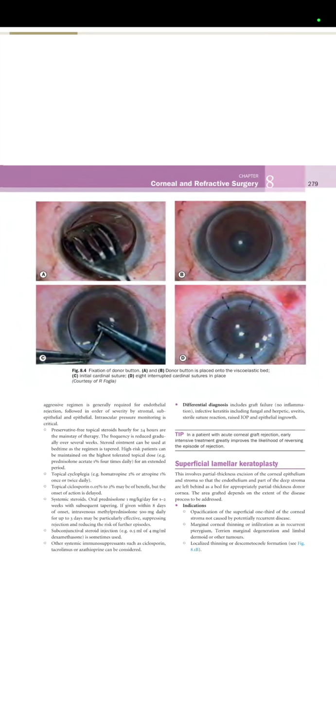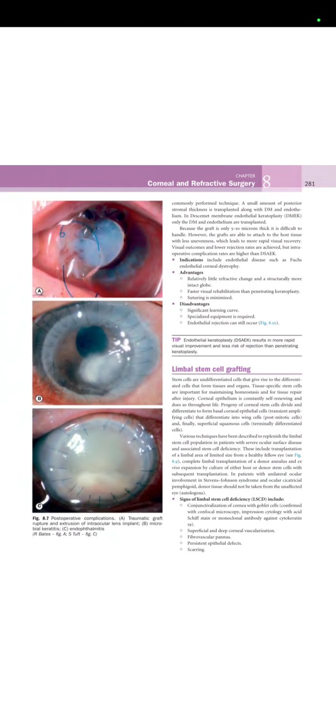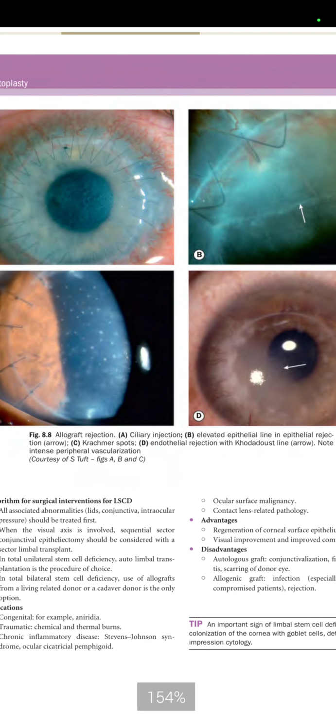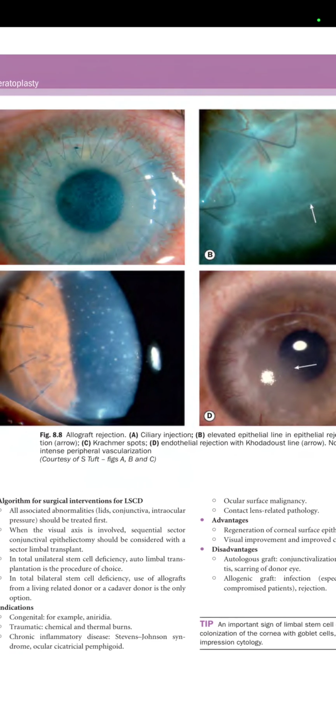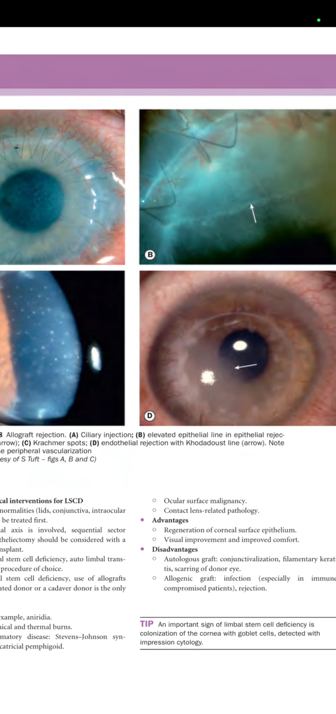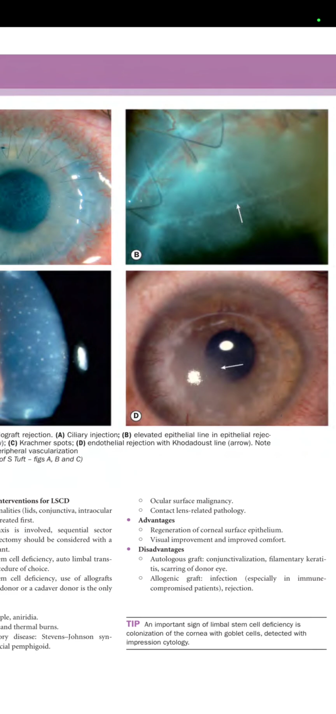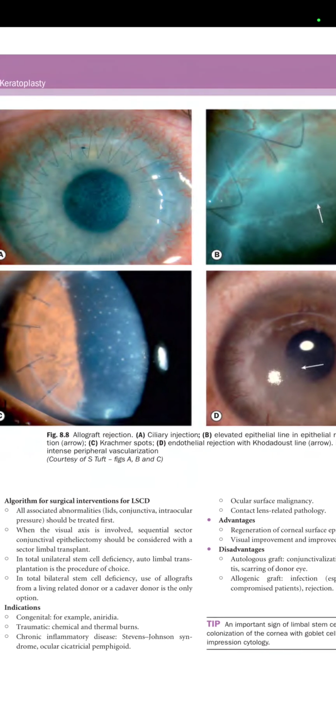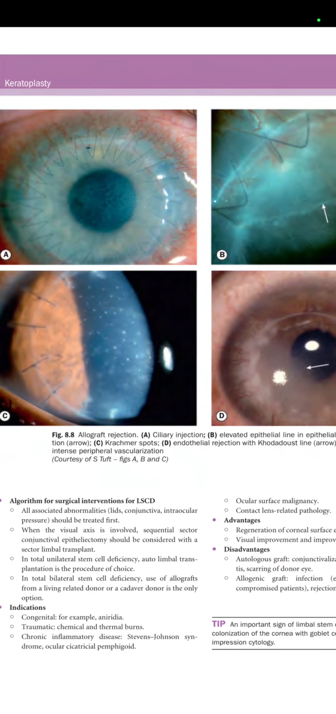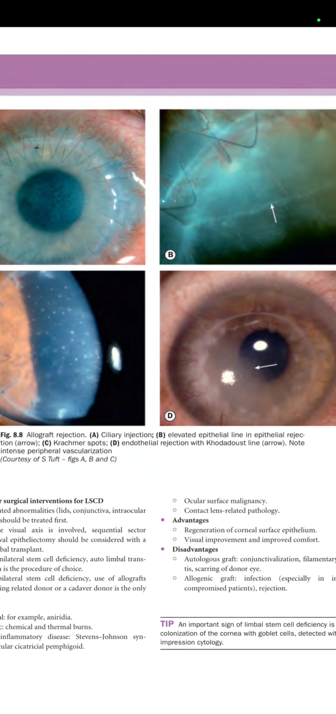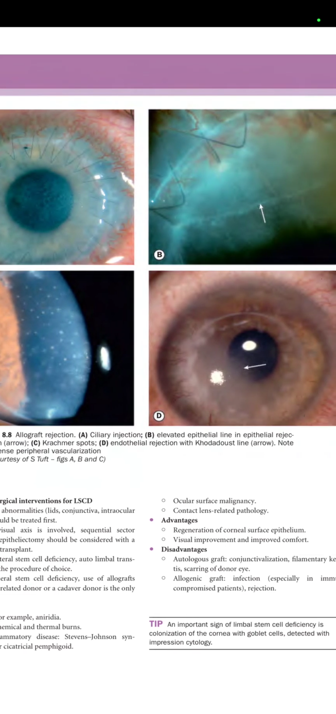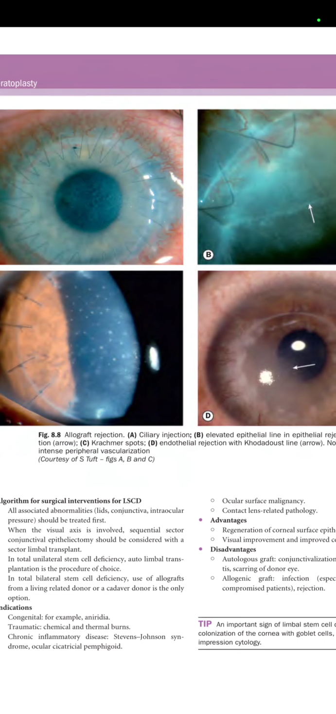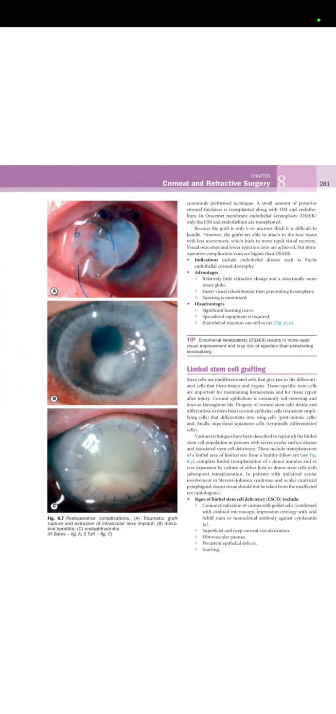So let's see figure 8.8 for that. 8.8 is showing the allograft rejection. A is showing the ciliary injection, B is showing elevated epithelial line in epithelial rejection, C is showing Kretschmer spots, and D is showing endothelial rejection with Khodadoust line arrow, and intense peripheral vascularization.